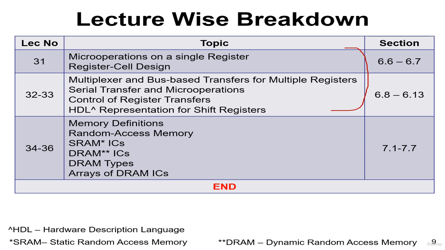Once we are done with this, then finally we would study memories. We would study random access memory, the static RAMs, dynamic RAMs, and we would study how we can combine different RAM ICs together in order to form larger RAMs, both in capacity as well as in width.